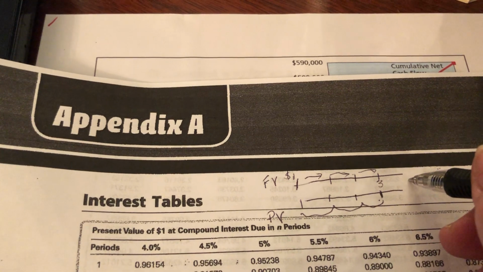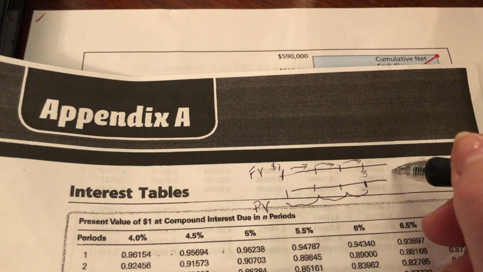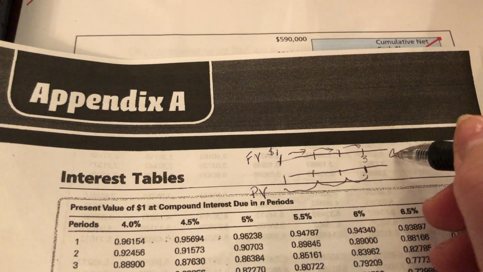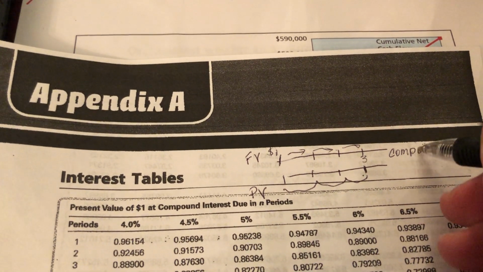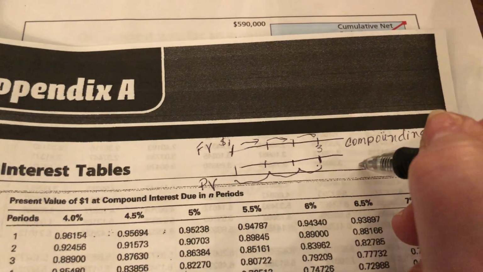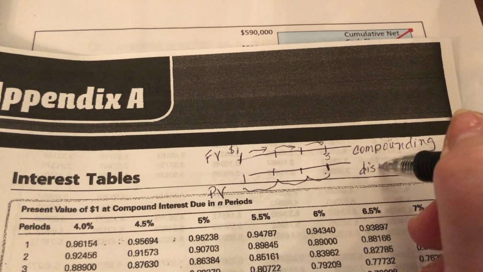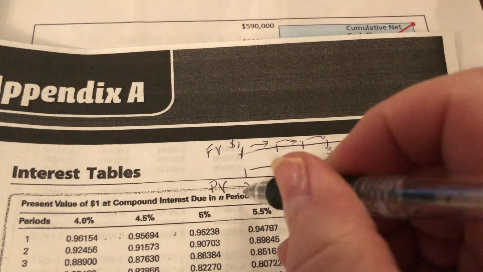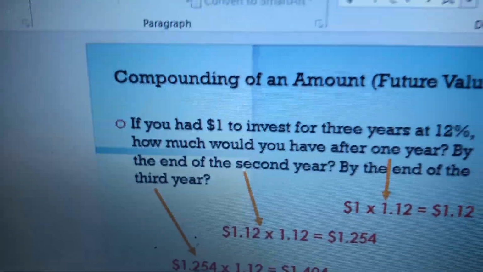So that's why they're multiplying by 12% to earn interest, and that's called compounding. You need to know the difference between these. If you're going into the future and you're adding interest, you're compounding. If you're coming back from the future to the present, you're doing discounting. Okay, so this is the idea of compounding.